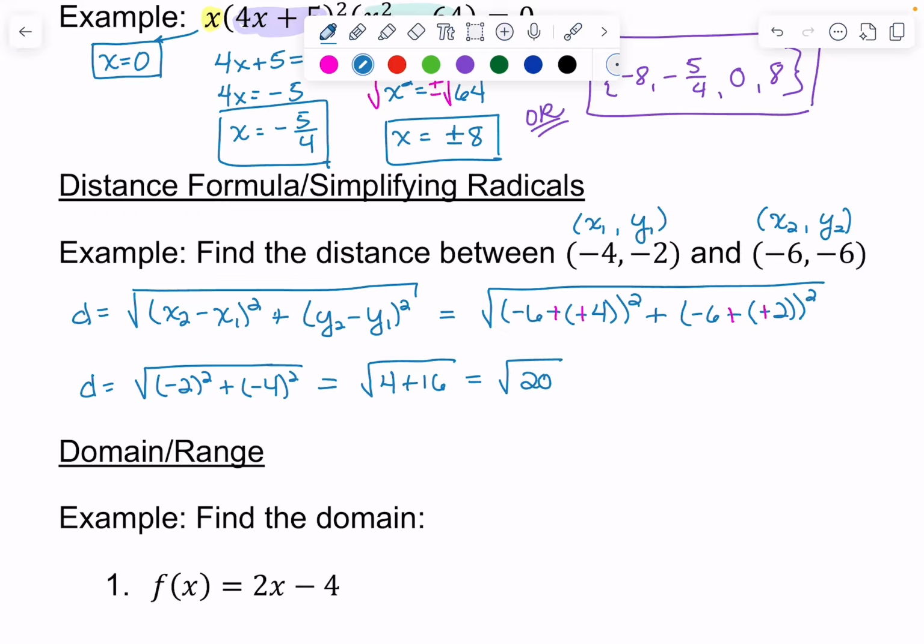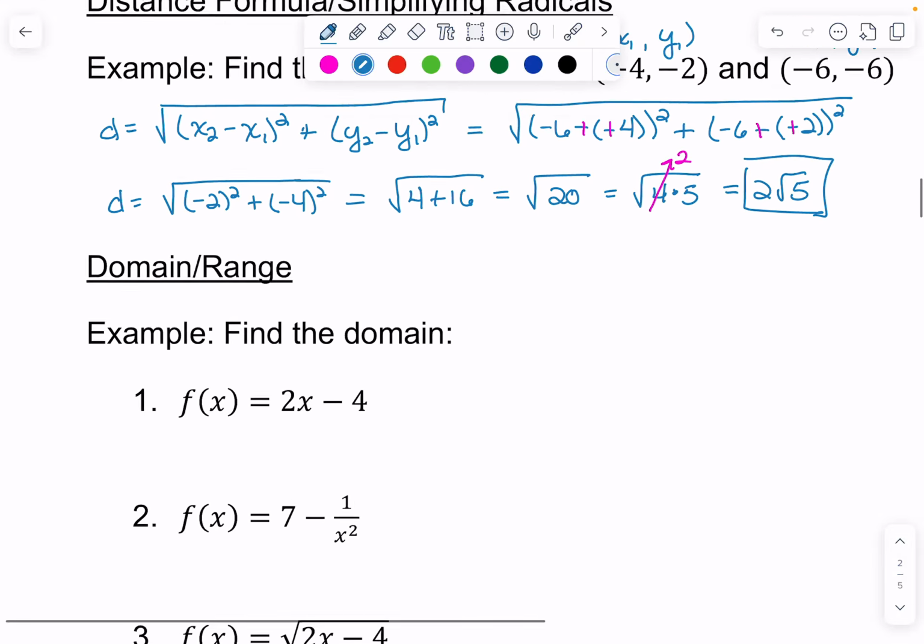Now this can be reduced, so don't stop quite yet. That's equal to the square root of 4 times 5. Let me fix this. Times 5. And I can actually square root the 4. So remember, we can take this outside of the square root as a 2. And so then I end up with 2 square root of 5. And we're done. That's the distance between the point negative 4, negative 2, and negative 6, negative 6. All right. Let's take a look at domain and range.